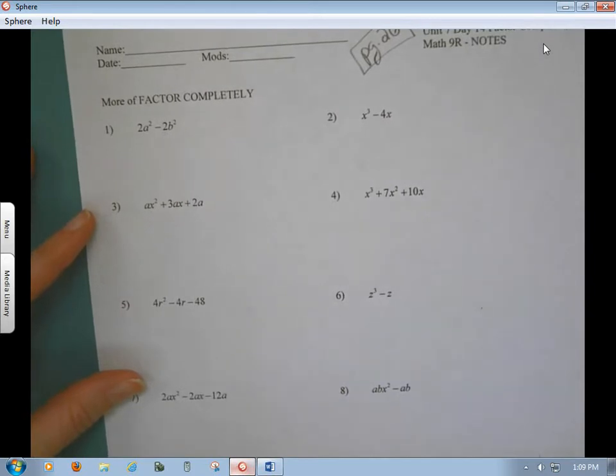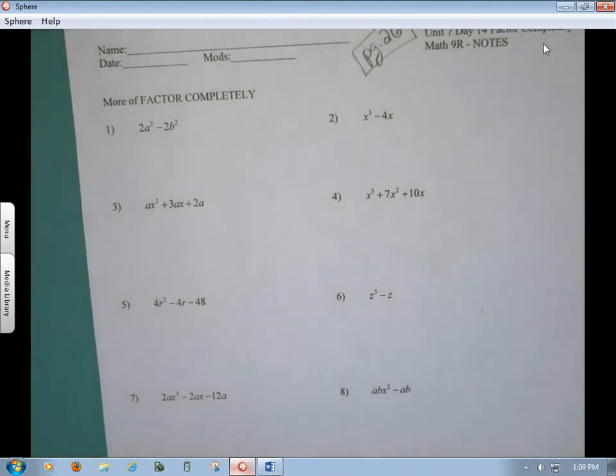Oh, is this the right one? Yeah, this is the one we want, page 26.